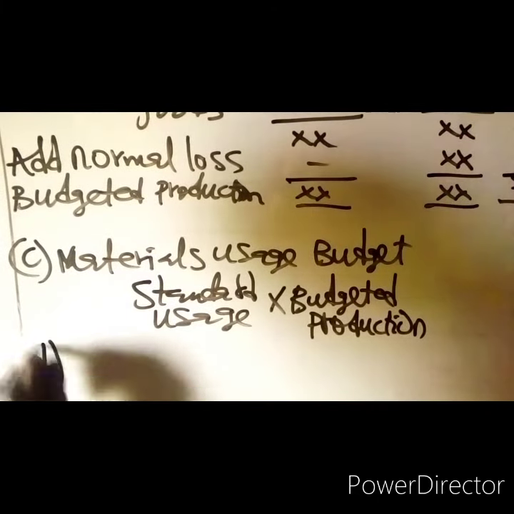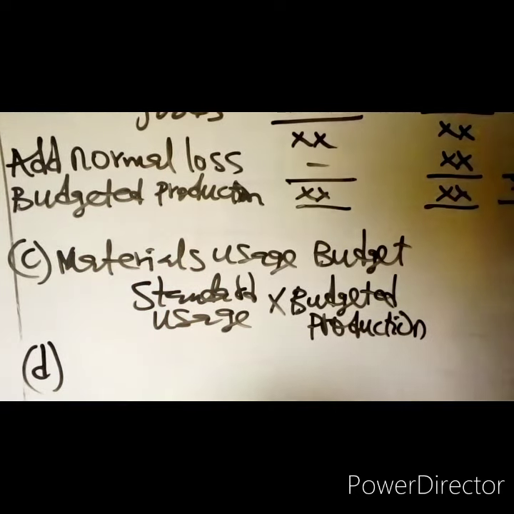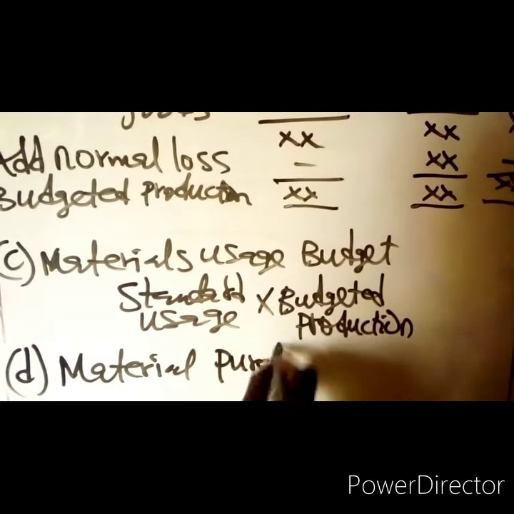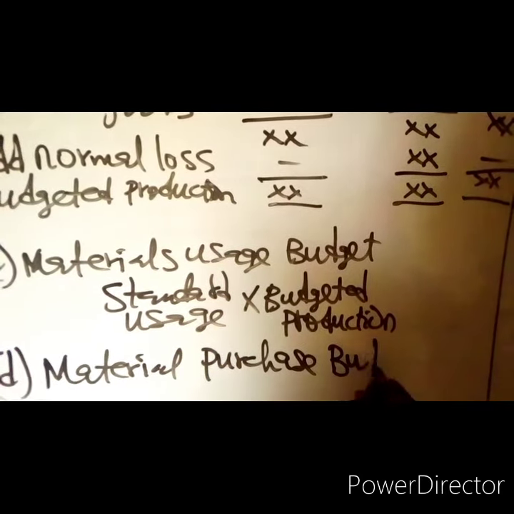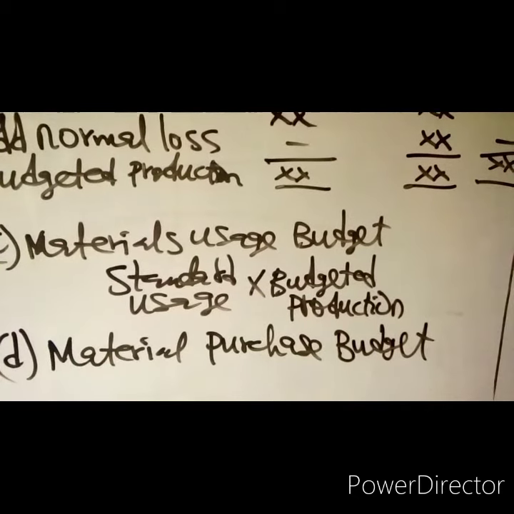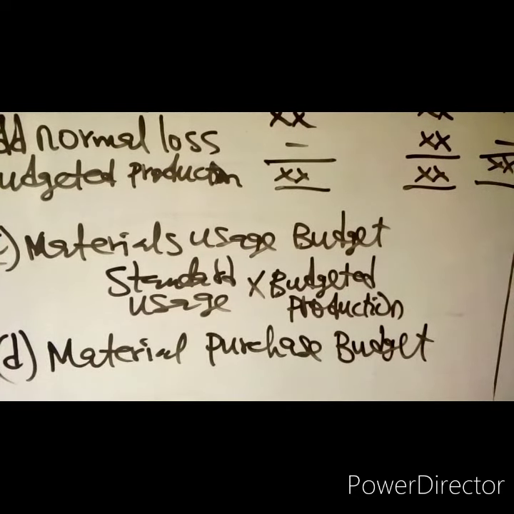The first one I'm going to consider is material purchase budget. Material purchase budget is a budget that specifies the expected quantities and price of each store item. A budget that shows the expected quantities. That is material purchase budget.